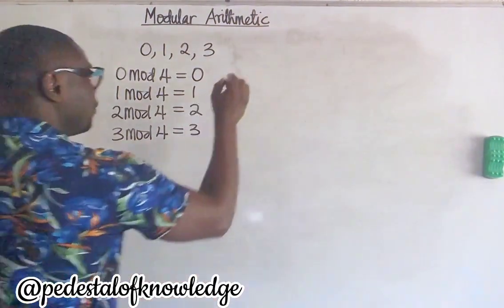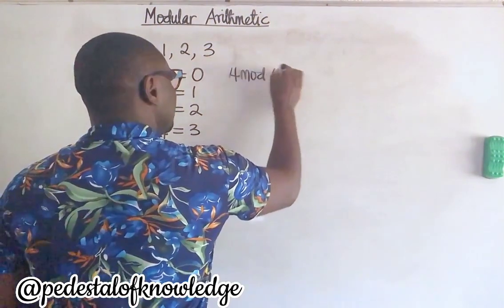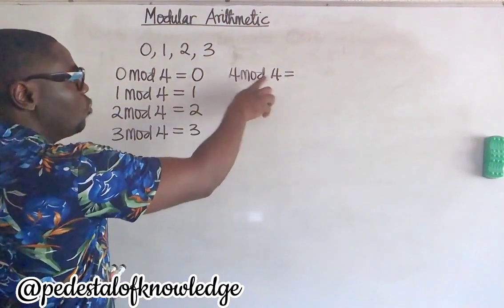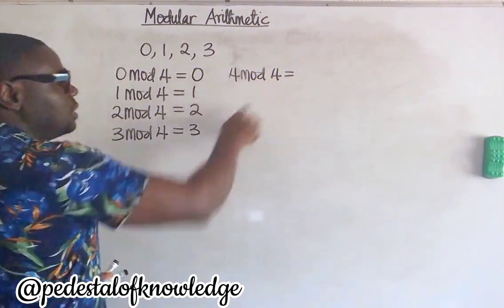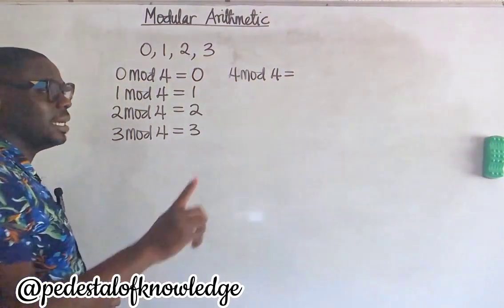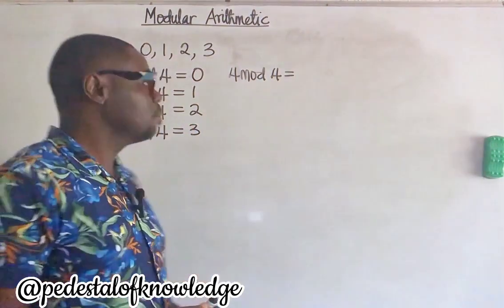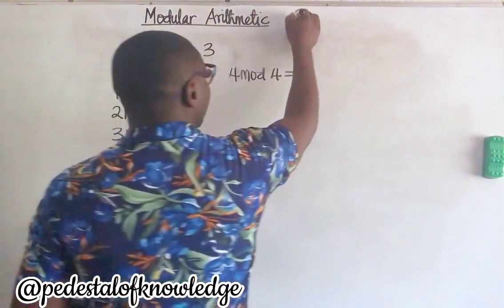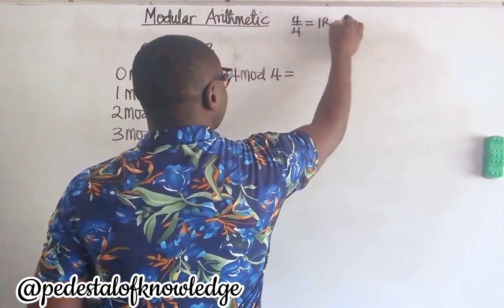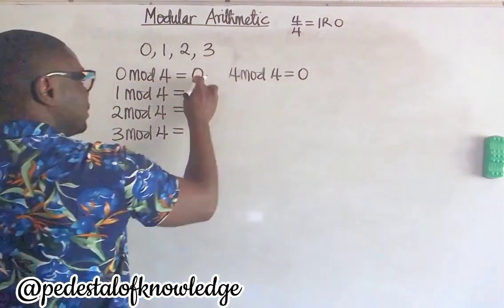Now let us see 4 mod 4. Because this number 4 is equal to the modulus you are working with, what we are going to do is to divide this number by the modulus and then put down the remainder. Remember that our interest in modular arithmetic is always on the remainder. 4 divided by 4 will give us 1 remainder 0. We will now put down the remainder 0. We are going to see that we are now starting afresh.